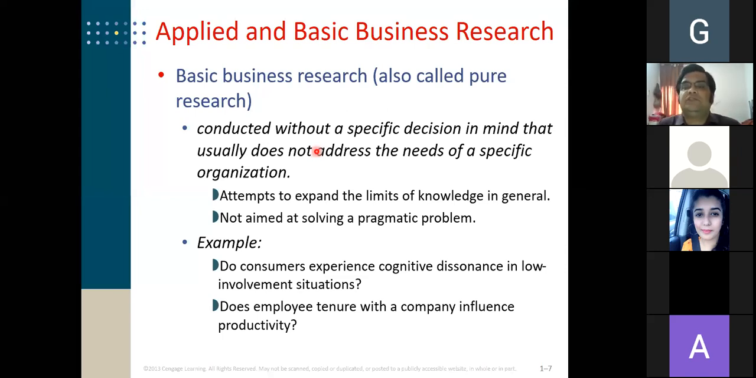So pure research means I just want to see when my customers get loyal, or what are the factors. Suppose in my mind there is a question: what are the factors that lead to customer loyalty? That means when will my customers be loyal? There can be various reasons, various factors. Suppose it's a service company. Number one, it can be service quality, whether the service quality is good.